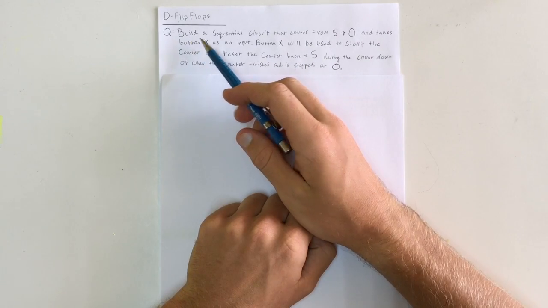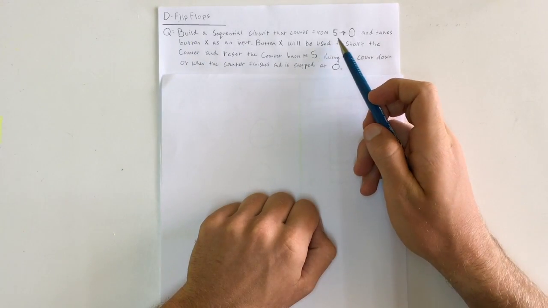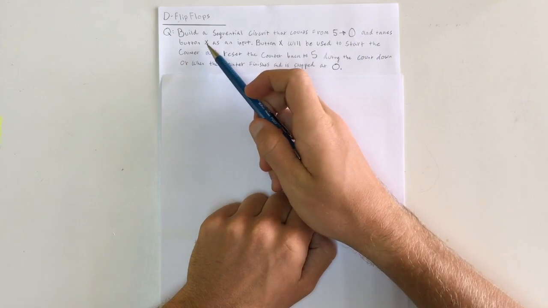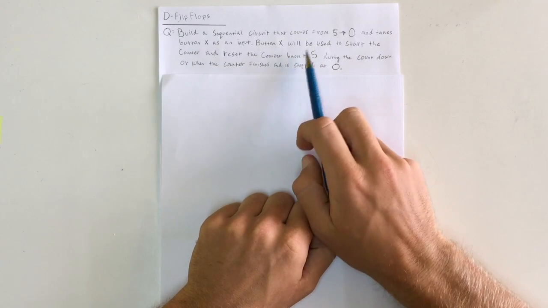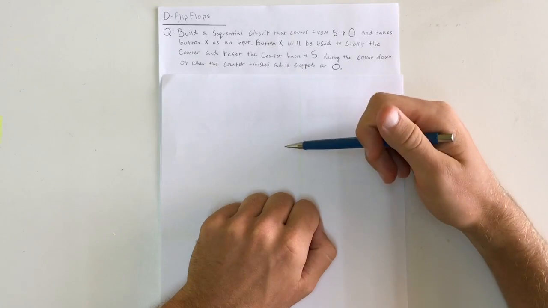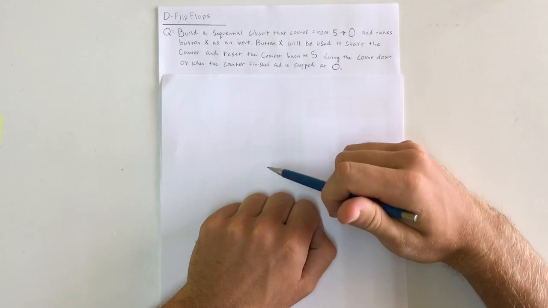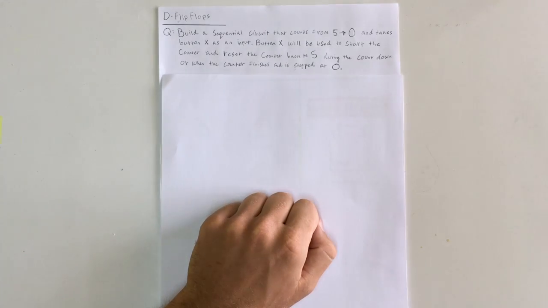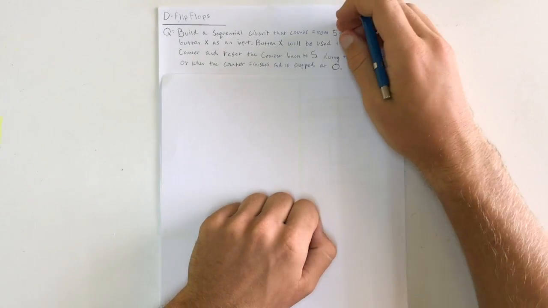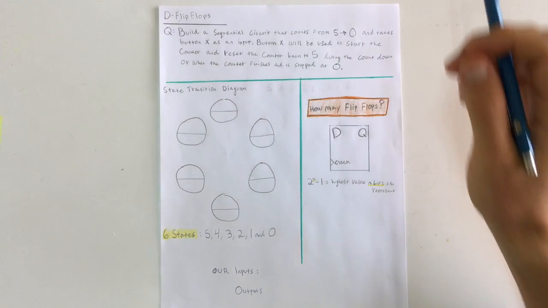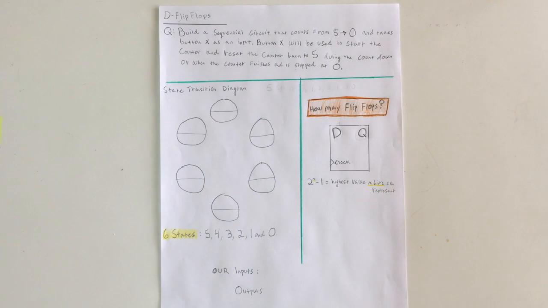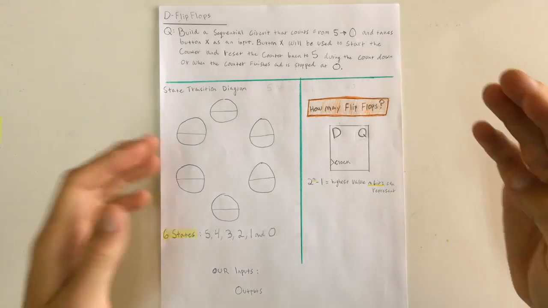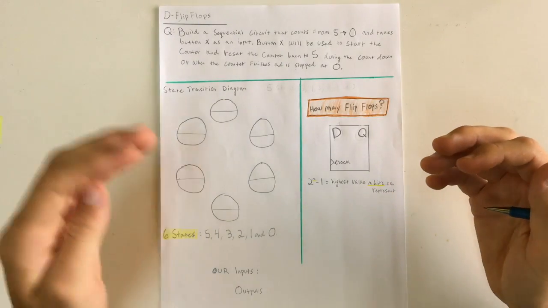We're asked to build a sequential circuit that counts from 5 to 0 and takes a button X as input. Button X will be used to start the counter and reset the counter back to 5 during the countdown or when the counter finishes and has stopped at 0. So in our previous examples, we've only built a counter that just counts on its own. However, we're kind of adding a control element with this button X.